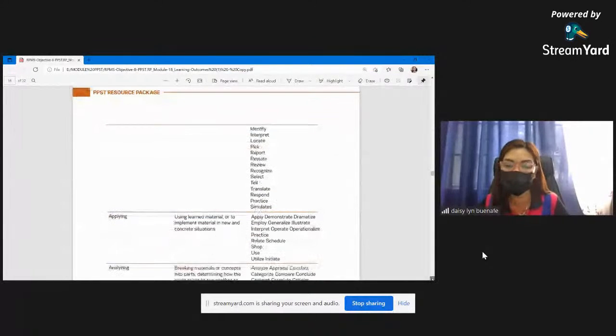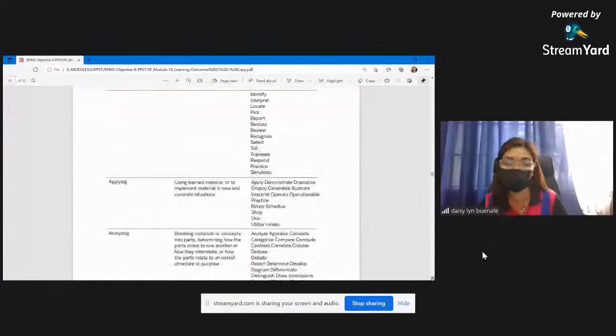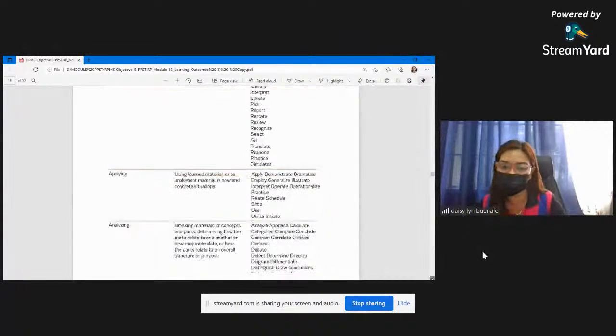And for applying or application, which is using learned materials or implementing material in new and concrete situations, the active verbs are apply, demonstrate, dramatize, employ, generalize, illustrate, interpret, operate, operationalize, practice, relate, schedule, shop, use, utilize, initiate. So, there are many active verbs that can be used.